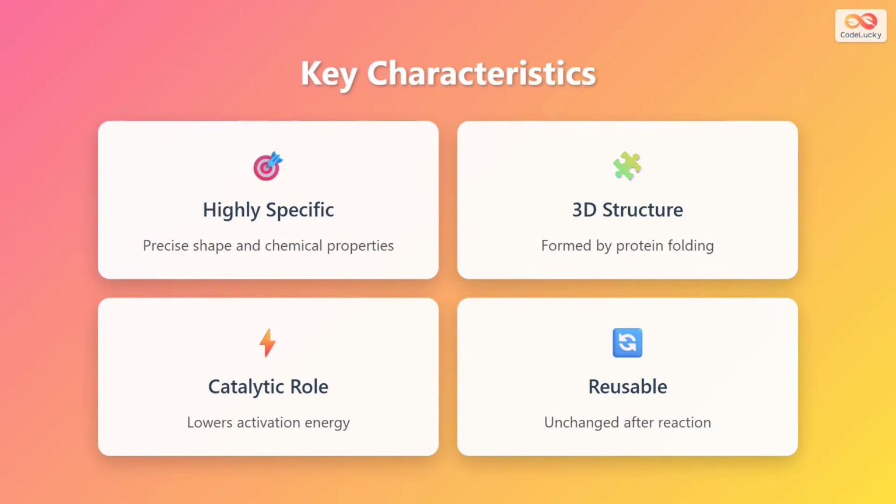Active sites have four key characteristics that make them incredibly efficient. First, they're highly specific, meaning they have a precise shape and chemical properties that match only certain substrates. Second, they possess a complex three-dimensional structure that's formed by the way the protein folds. Third, they play a catalytic role by lowering the activation energy needed for reactions to occur. And fourth, they're reusable, remaining unchanged after each reaction, so they can catalyze the same process over and over again.